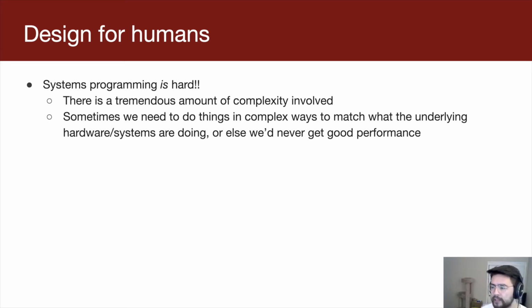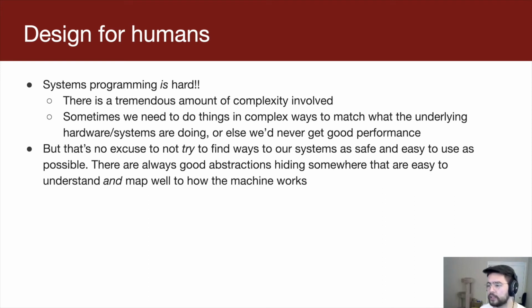Sometimes we do need to do things in complex ways to match what the underlying hardware and systems are doing, right? Systems programming is not hard because somebody just decided to make it hard. It's hard because there's a lot of moving parts involved and the underlying hardware is complicated. I don't know if any of you have taken the EE classes with the chip design. I have not, but I know a few people who have, and it just blows my mind. It's really complicated. But that's not an excuse to not try to find ways to design things that are safe and easy to use as much as possible, right?